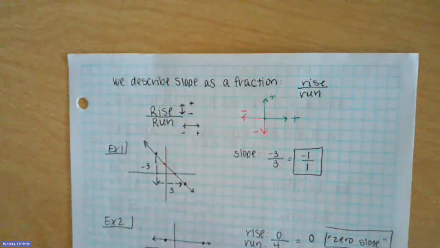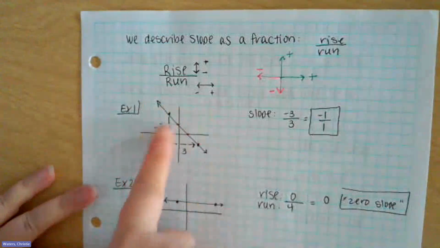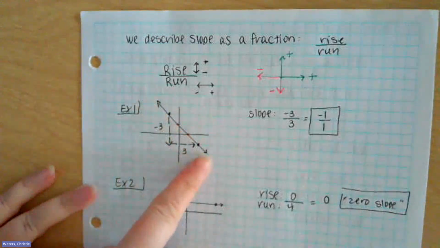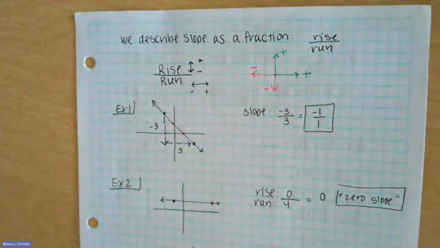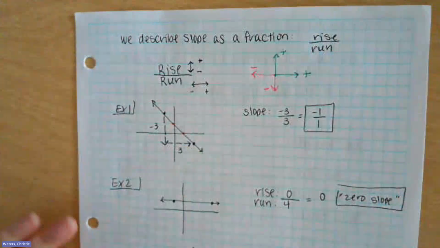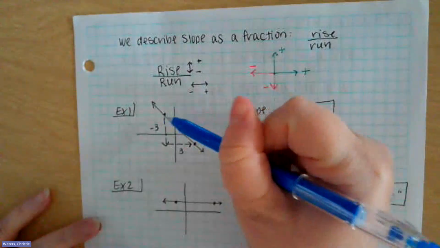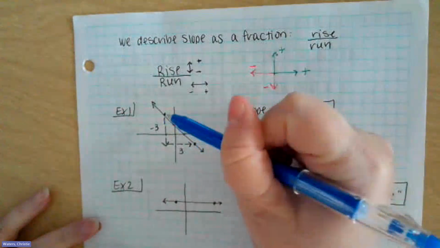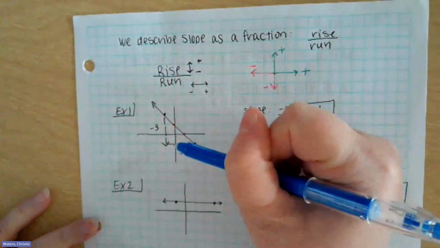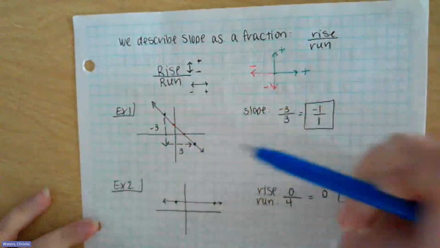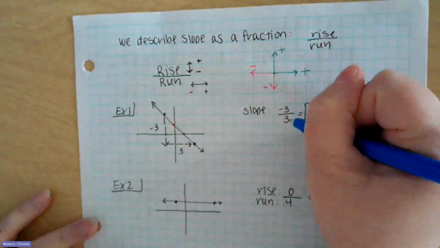So here's another example, example 1. We've got this line here. It is a negative slope. I can see that right away, it's going down from left to right. So I need to figure out how to describe the slope using rise and run. When I look at this, I've got a point here, I've got a point here. I could count down 1, 2, 3, and right 1, 2, 3. So my slope is negative 3/3. I had to go down and then I had to go right.